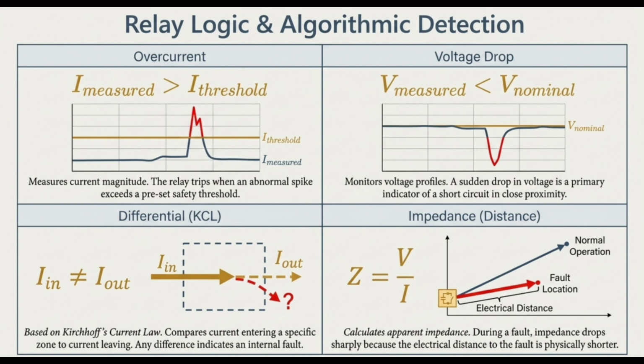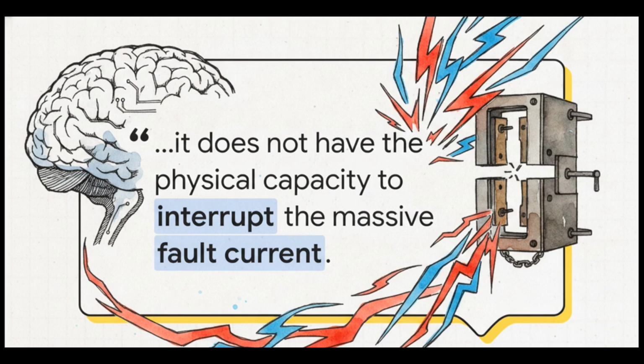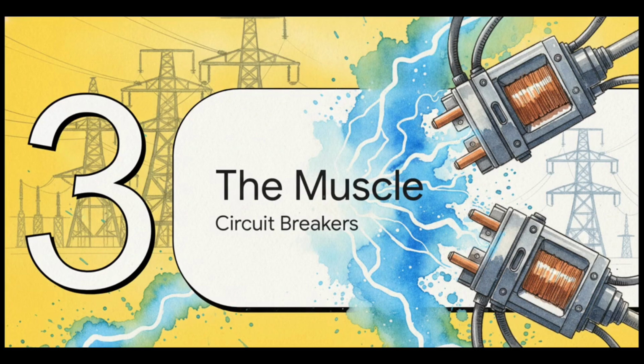But here is the absolutely crucial limitation of our detective. The brain might be smart enough to detect the problem in a millisecond using all that advanced math, but it has zero muscle. None. It simply lacks the physical capacity to actually step in and interrupt that massive fault current flowing through the main lines. Section 3. The muscle.